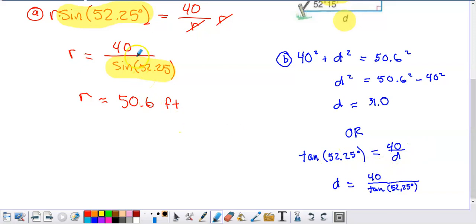If I want to solve this, I have a very similar sequence to what we did over here. I'm going to have to multiply by D to get D out of the denominator. And then I'm going to have to divide by tangent of 52.25 degrees. Type that into the calculator, and you're going to get your answer.